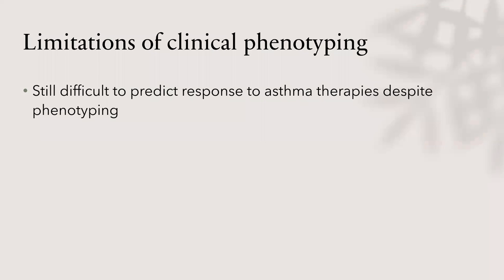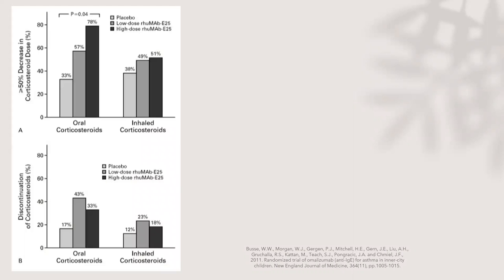The other limitation I want to bring up for clinical phenotyping is that you can put them in these nice categories and understand somewhat the basis of their presentation, but it's still difficult to predict their response to asthma therapies. One great example I want to give you is the use of omalizumab. We always think omalizumab works on IgE, so it's going to work great for allergic asthma, but that doesn't always work out. You can see here, at least in the bottom graph, where it categorizes discontinuation of corticosteroids in these patients, there's not really a linear association with the dosing of omalizumab. Yes, there's a higher discontinuation in the low dose omalizumab, but when you get to the high dose, it really tapers off. It's a heterogeneous response.